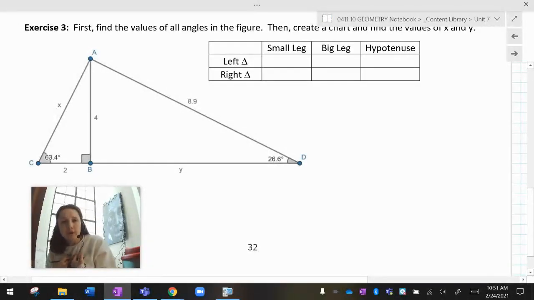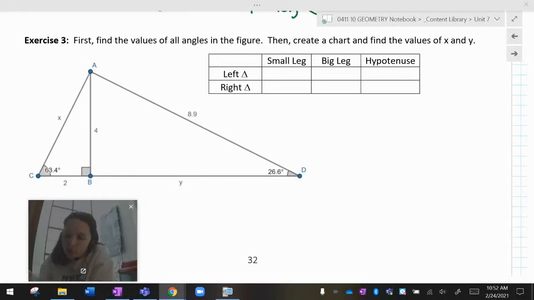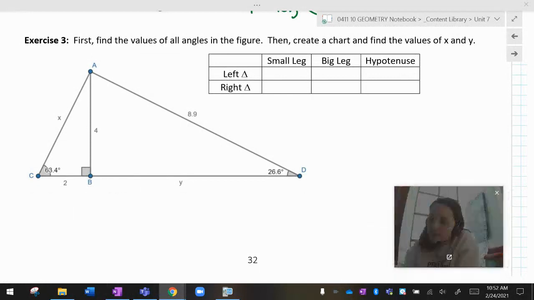I'm going to try to talk less here and say these charts that I have created that you can create on your own: if you know you have two similar triangles, write them out. One triangle on one row, one triangle on the other row, small, medium, large, or left, right, bottom, or whatever. However you want to name them, you can create proportions in a chart. So let me show you what I mean here. First, find all the values of the angles in the figure, then create a chart to find the values of x and y.